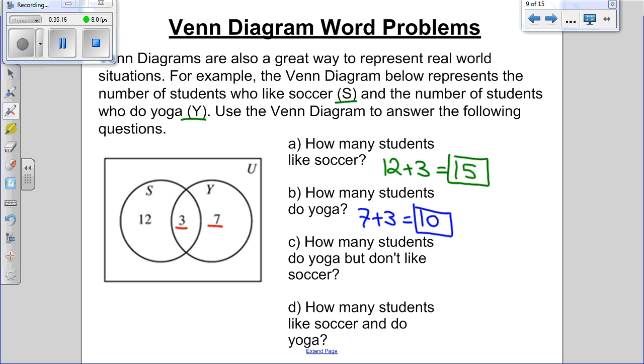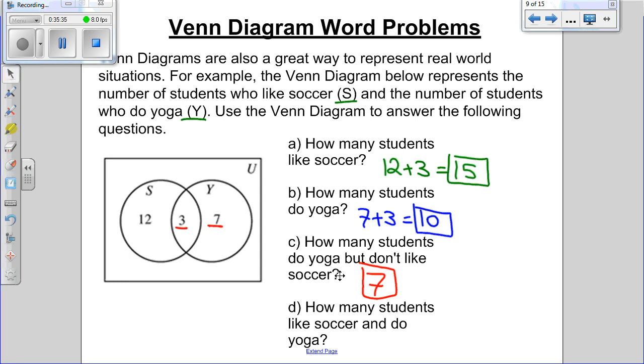D, how many students like soccer and do yoga? 3. So that's asking you for the intersection. How many people like soccer and they like yoga?